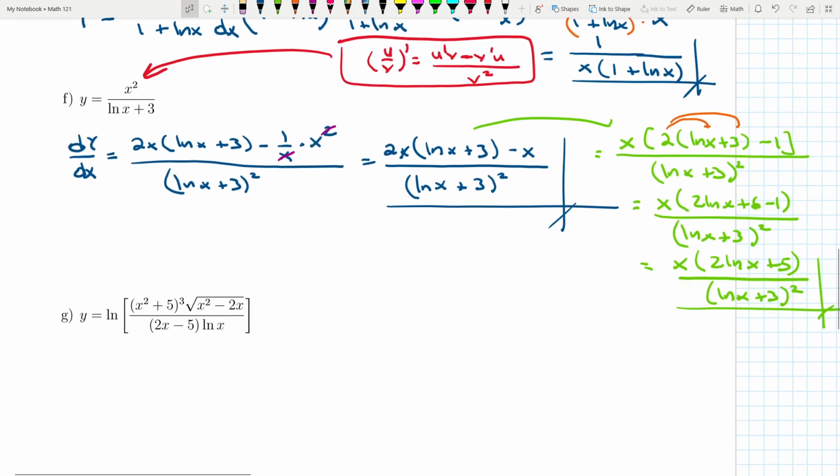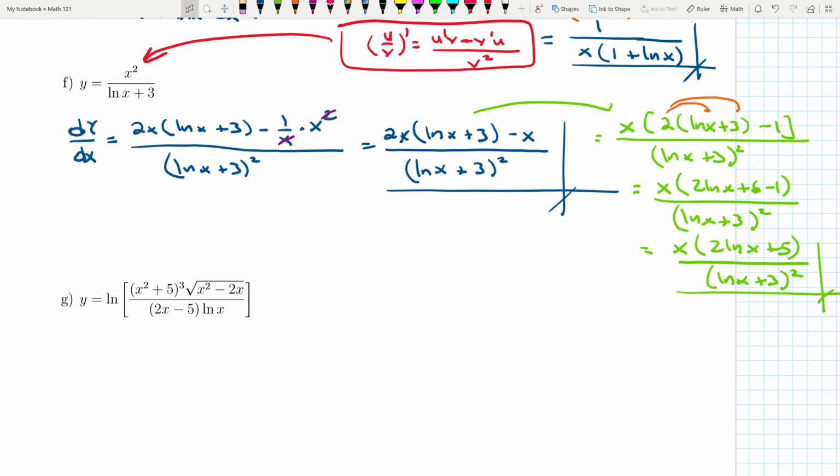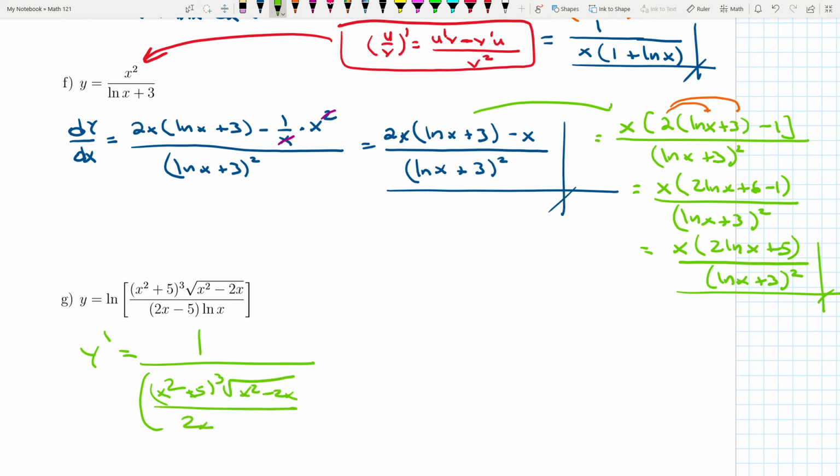Alright, so letter G. Look at this madness right here. So ln of x squared plus 5, the quantity cubed, times the square root of x squared minus 2x, divided by 2x minus 5 ln of x. So, alright, what are we supposed to do? y prime equals 1 over the expression (ln of x squared plus 5) cubed times the square root of x squared minus 2x over 2x minus 5 times ln x, times the derivative with respect to x of this whole madness.